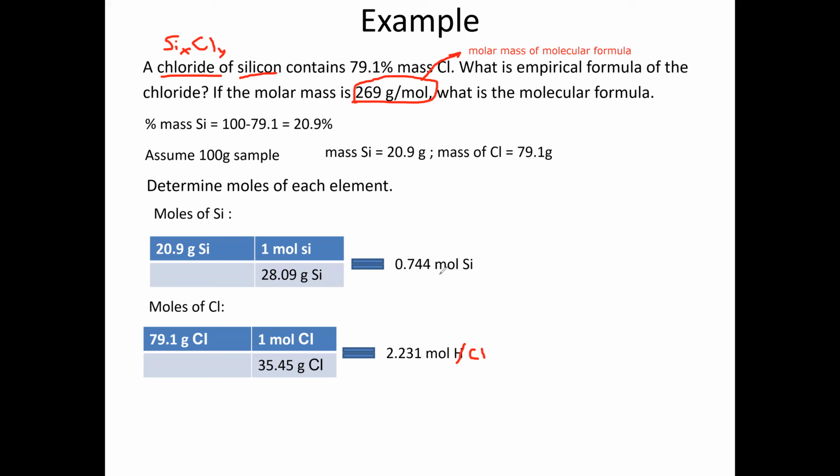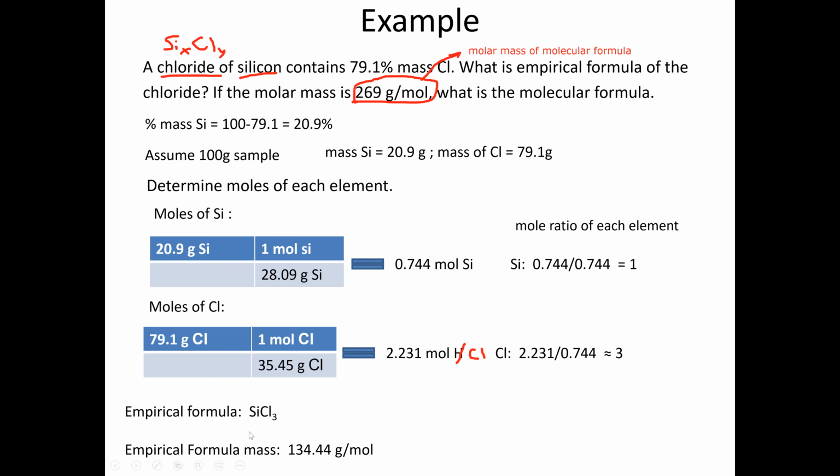So now we have to divide by the smallest number of moles to get the ratio. And here, silicon is the smaller one. And we get that the ratio is 1 to 3. So for every 1 mole of silicon, we have 3 moles of chloride. And we get the empirical formula, SiCl3. Again, silicon comes first because this is a chloride of silicon. Since it's "ide," it means chloride comes second.